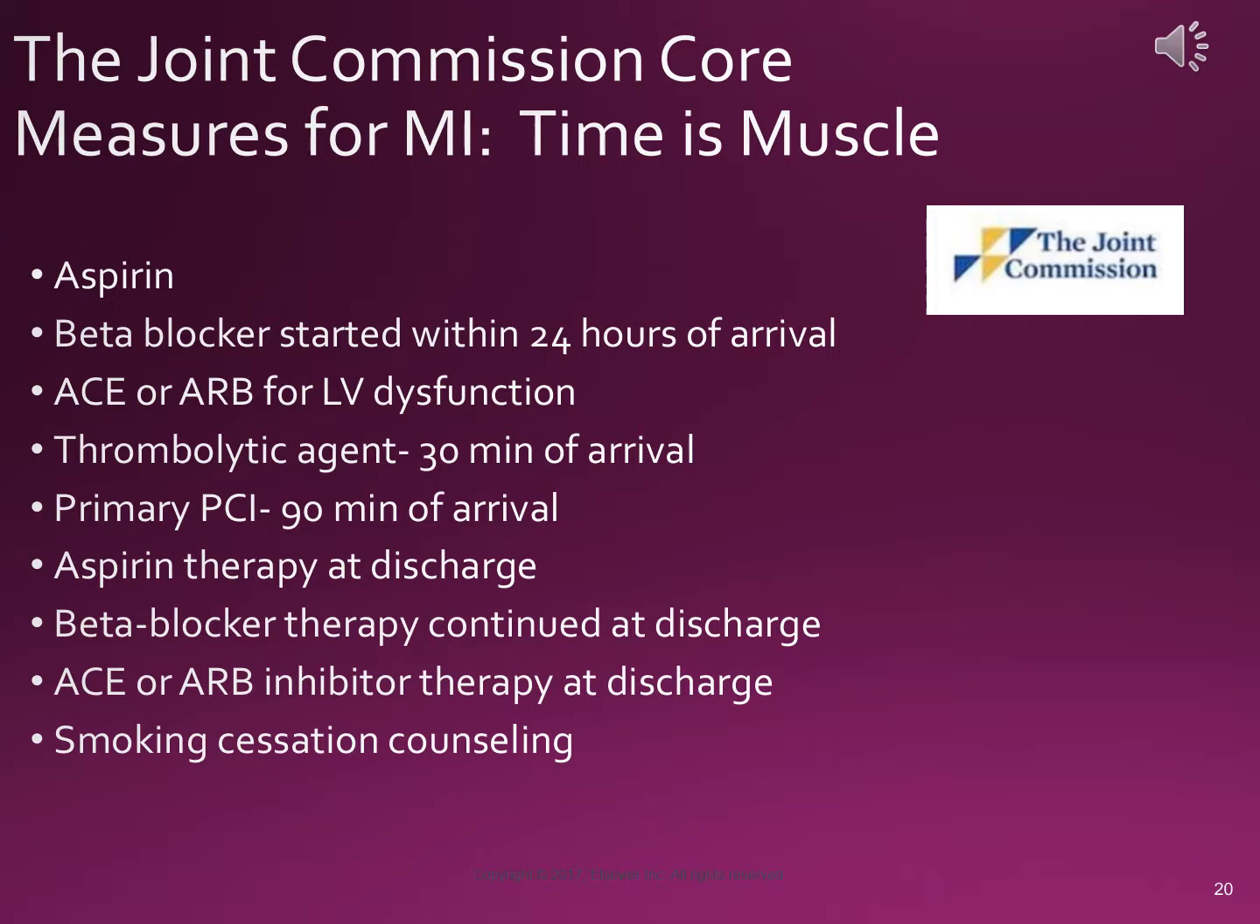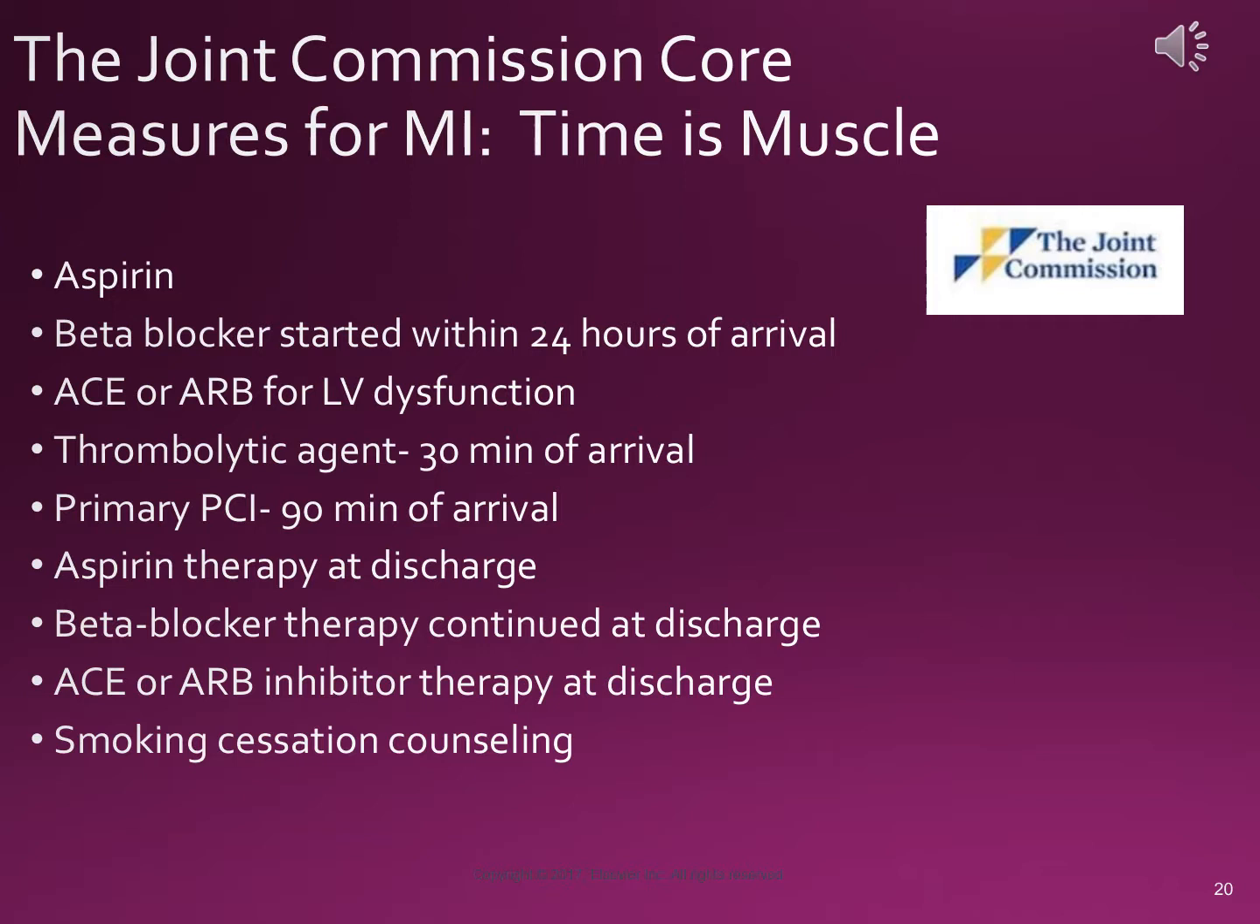The Joint Commission has a set of core measures for myocardial infarction treatment, and the theme here is time is muscle. So the more time you can cut off from symptoms to treatment, the more muscle you are likely to recover. The first thing they use is aspirin. It's usually chewed in the field if possible. A beta blocker is started within 24 hours of arrival, and then they will add an ACE inhibitor or an ARB for left ventricular dysfunction if indeed that is present.